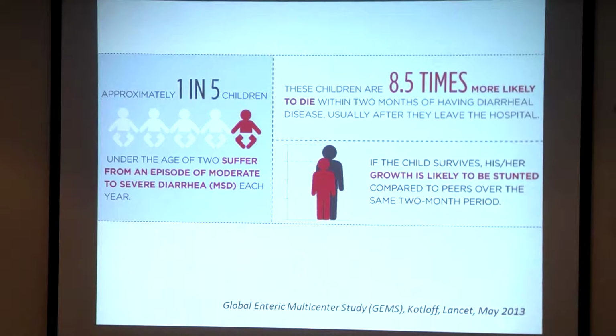But it's not only deaths from diarrhoea that are of concern in terms of child health. There is a huge amount of hospitalisation associated with rotavirus diarrhoea. Children who have an episode of diarrhoea are 8.5 times more likely to die within 2 months of having a diarrhoeal disease, usually after they leave hospital. Children are more likely to be stunted after an episode of diarrhoea. So it has other consequences, even if you do recover from the gastroenteritis, in terms of susceptibility to other infection and disease, and in terms of malnutrition and growth failure.